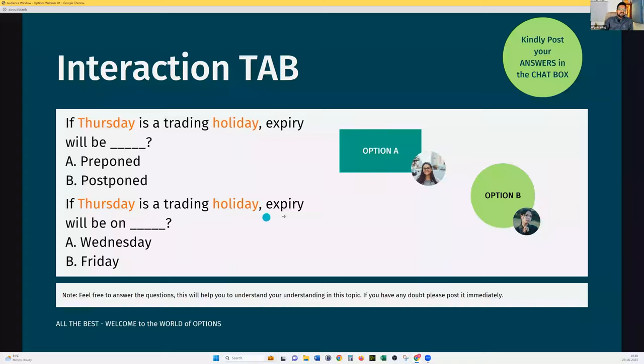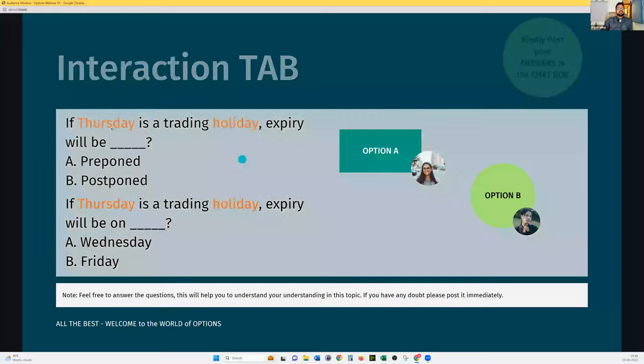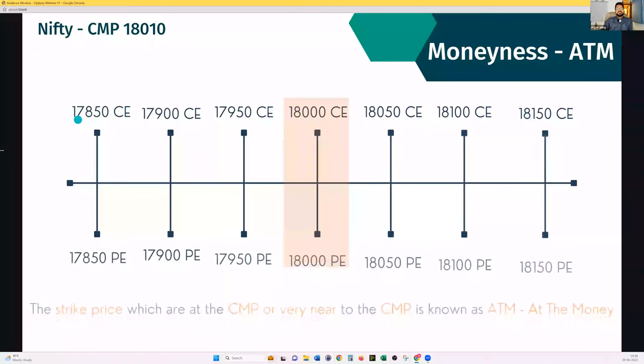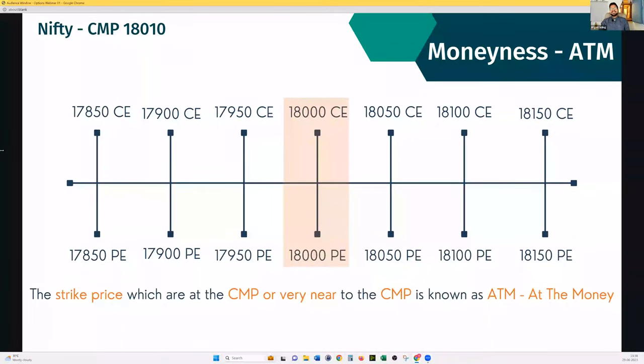If Thursday is a trading holiday, the expiry will be on which day? The expiry will be on Wednesday. That's good. And now we come to the very important part, moneyness. From now onwards, you need to take your two ears and sit very calmly. Take a paper and pen and start making notes. From now onwards, it's going to be more crazy, because I'm going to give lots of insights.